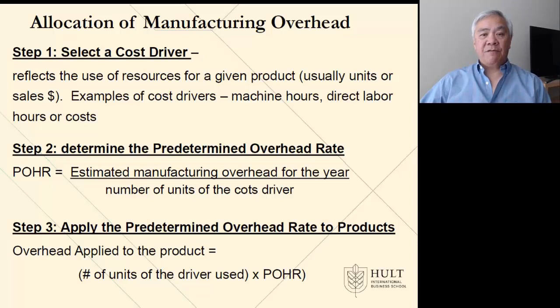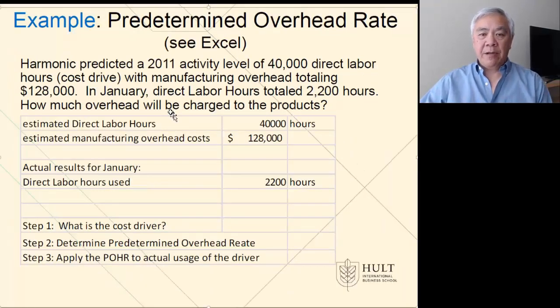Third is then we apply the overhead. We have this predetermined number, POHR, think of it as done before the year begins, and then we have actual amounts of the driver used. So we can use the POHR times the amount of driver used, and that will allocate overhead. Let's start with an example showing how we implement the predetermined overhead rate.